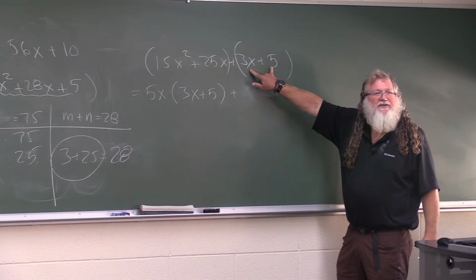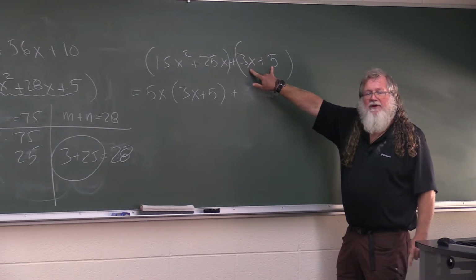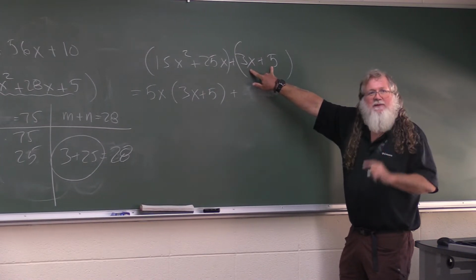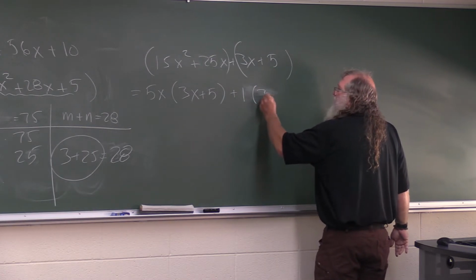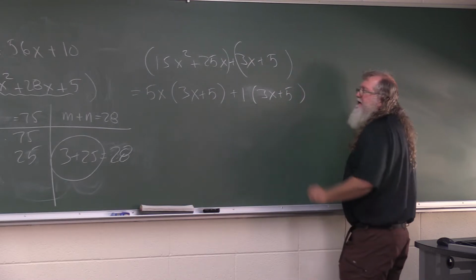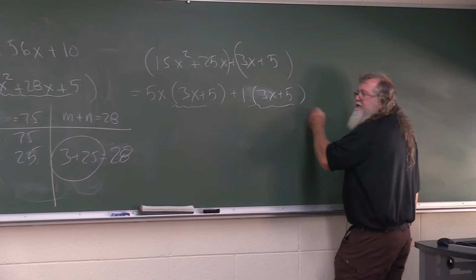3x plus 5. Is there anything common? There is always one number that goes into every number. 1. Sometimes you have to pull out a 1. 1 is a placeholder in multiplication. I get 3x plus 5. Now what do you see? Do I have a common binomial factor between the groups?